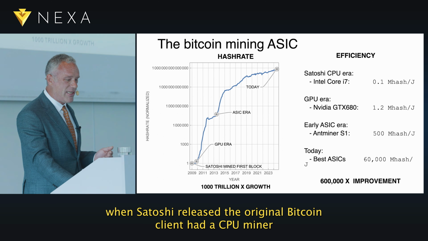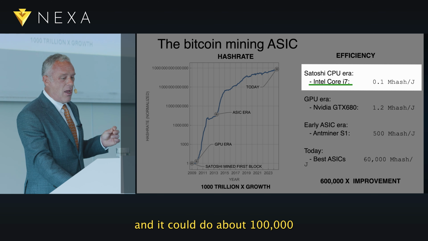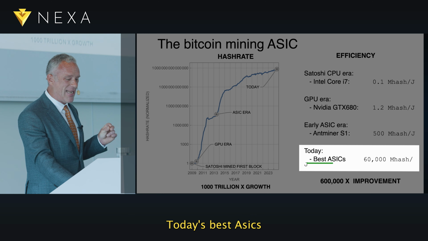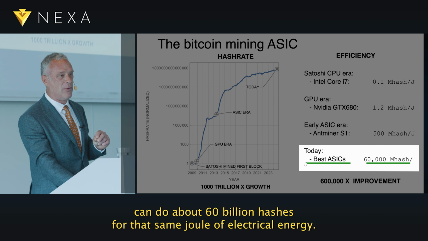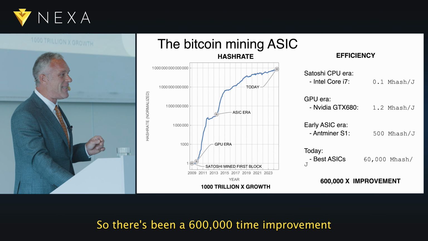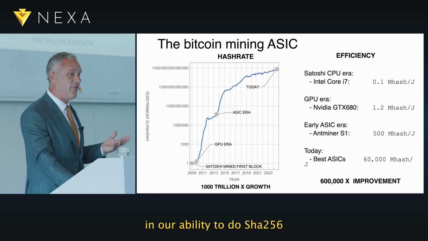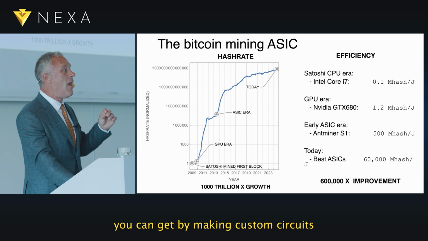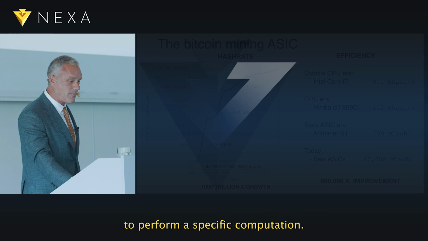For instance, when Satoshi released the original Bitcoin client, it had a CPU miner, and it could do about 100,000 hashes for every joule of electrical energy. Today's best ASICs can do about 60 billion hashes for that same joule of electrical energy. So there's been a 600,000 times improvement in our ability to do SHA-256. And that's almost entirely due to this gain you can get by making custom circuits to perform a specific computation.